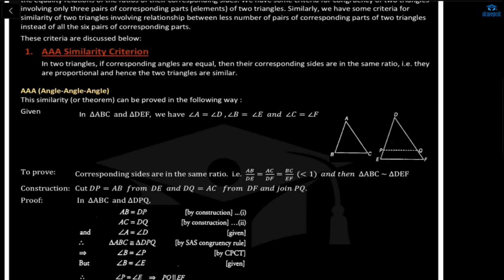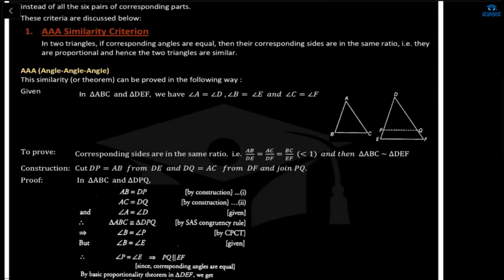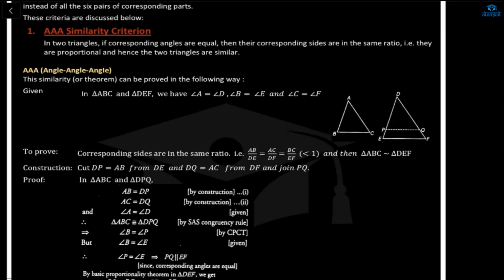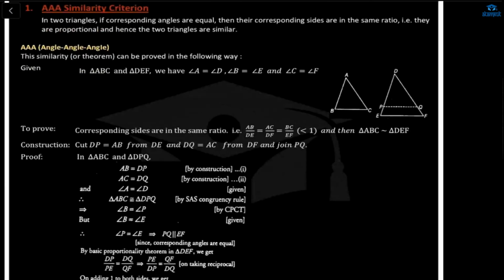In this AAA similarity criterion, if you have two triangles and the corresponding angles are equal, then their corresponding sides are in the same ratio. They are proportional, and hence the two triangles are similar. That means if all the corresponding angles are equal, their sides will also be in proportion. Now let's see what this AAA means. What is given to you from the AAA similarity criterion?